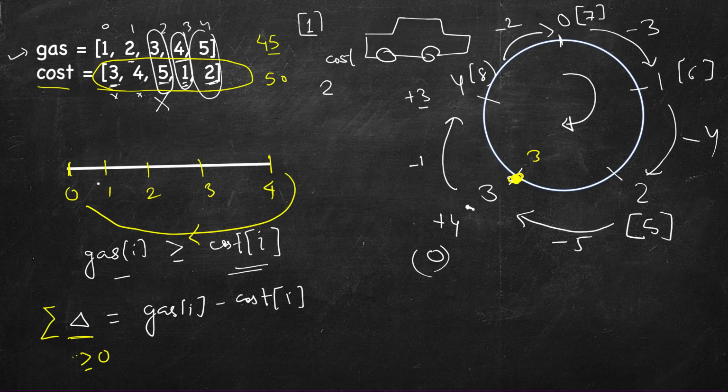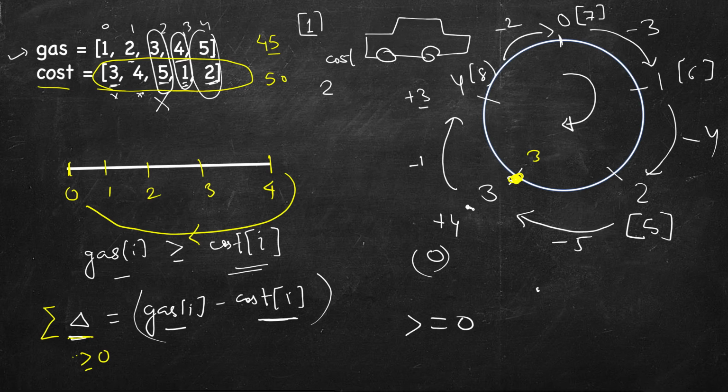And I will draw just one point. Let's merge these two into one. This cost and gas with this delta, that is gas minus cost. So if it's greater than or equal to 0 at a given point, we can start from there. So what we will do, we will keep track of two variables. We also need this total.